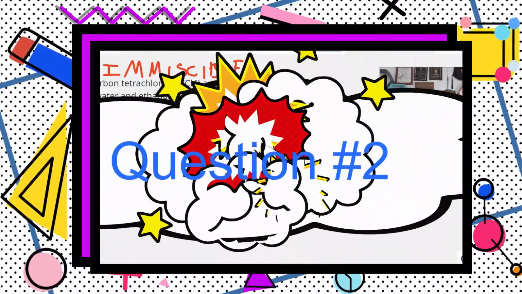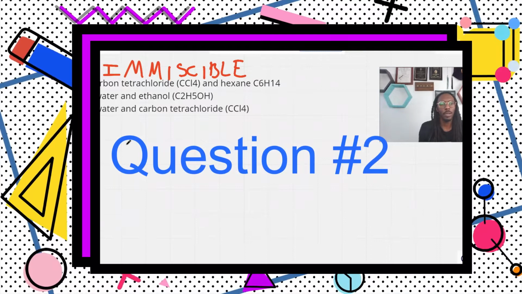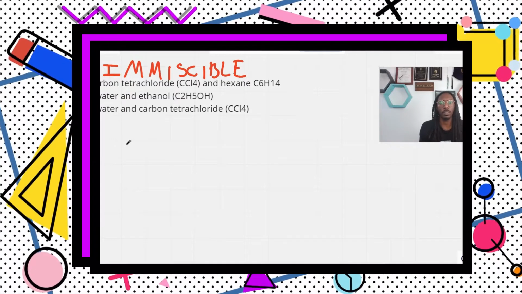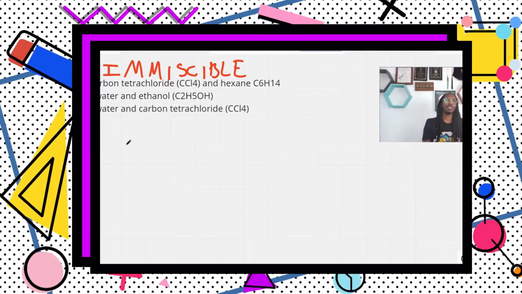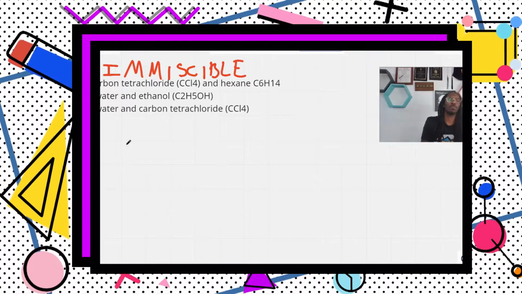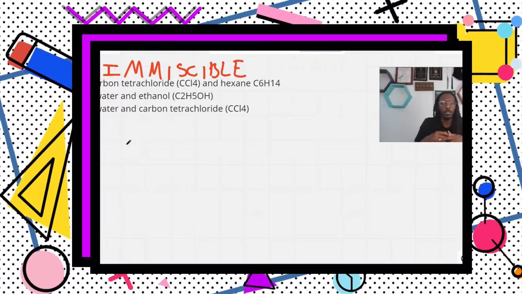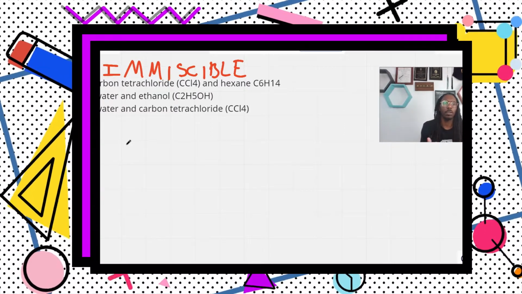Question number 2. We have 3 pairs. Let me know which one is immiscible. If you don't remember immiscible, please look it up. No, I'm about to tell y'all what immiscible is. Immiscible basically means that they're not able to be dissolved with each other. Miscible, we understand that they could dissolve each other. Immiscible, they're not able to be dissolved. So which one of these 3 do you think is immiscible? You know the drill. Feel free to pause me.